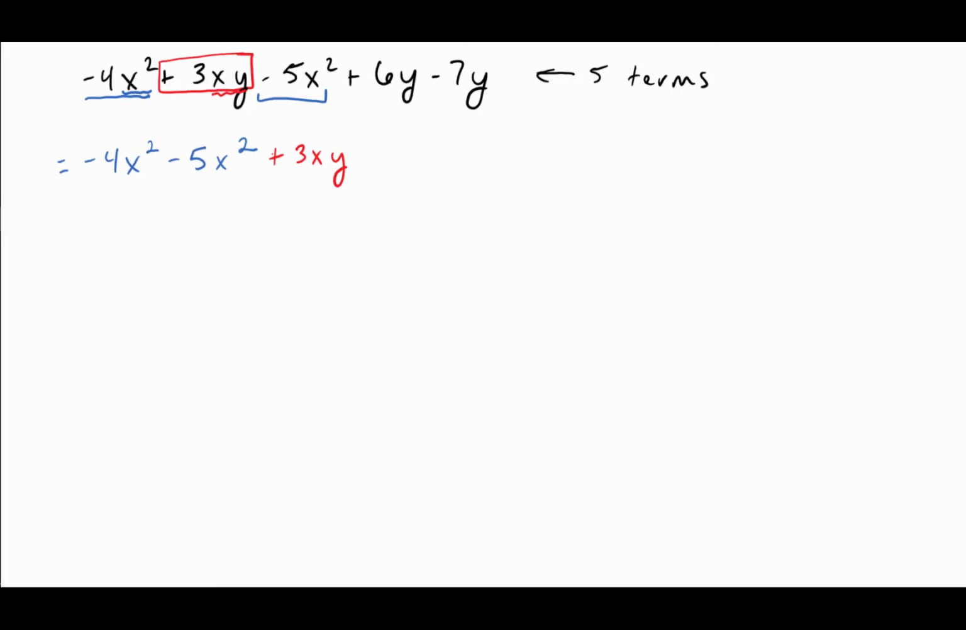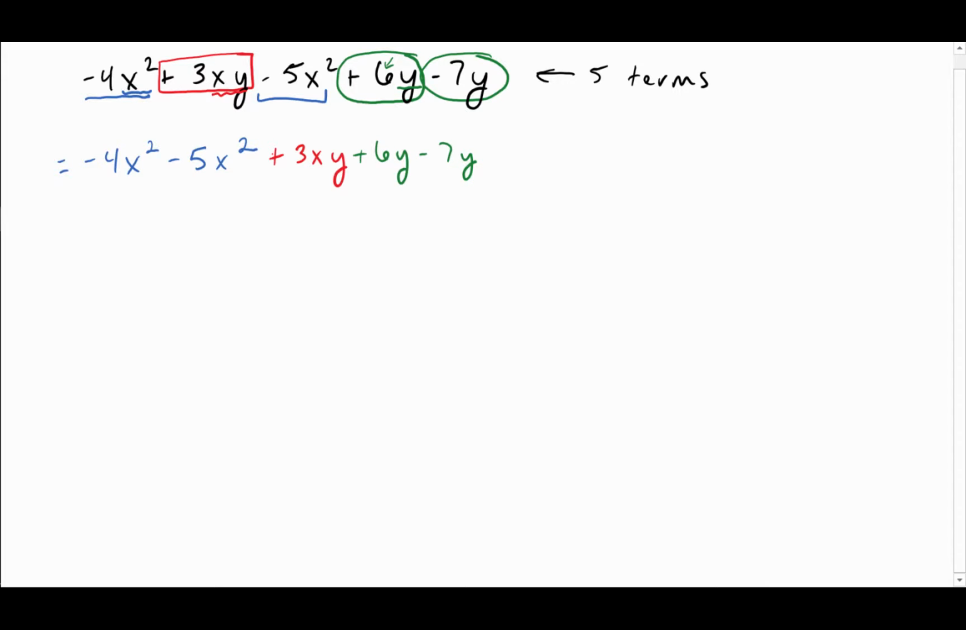And then I move on to my last base, which I already noticed. I have this positive 6y here. So my base in this case is y, and I have 6 of them. And I also have negative 7y's.